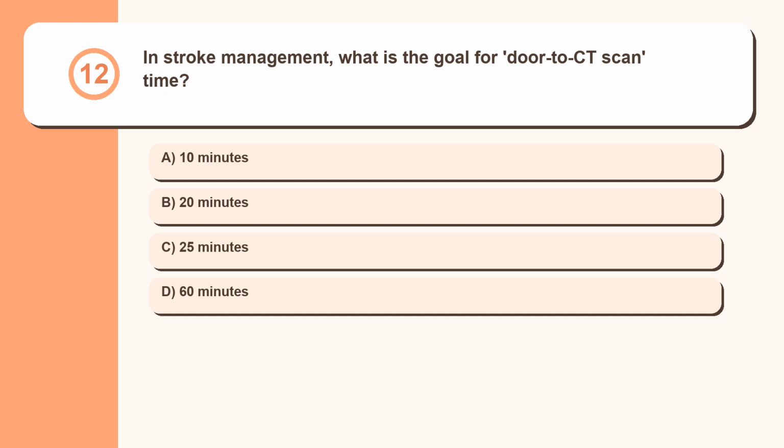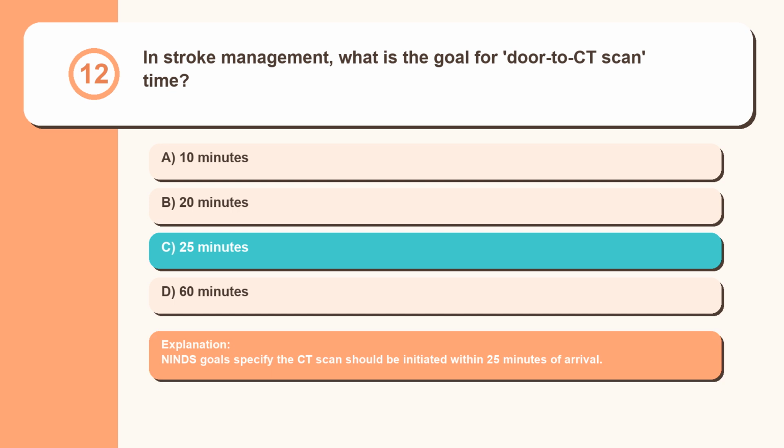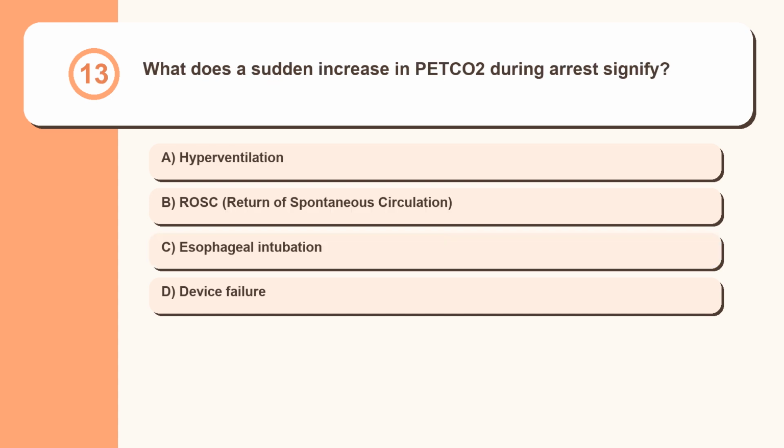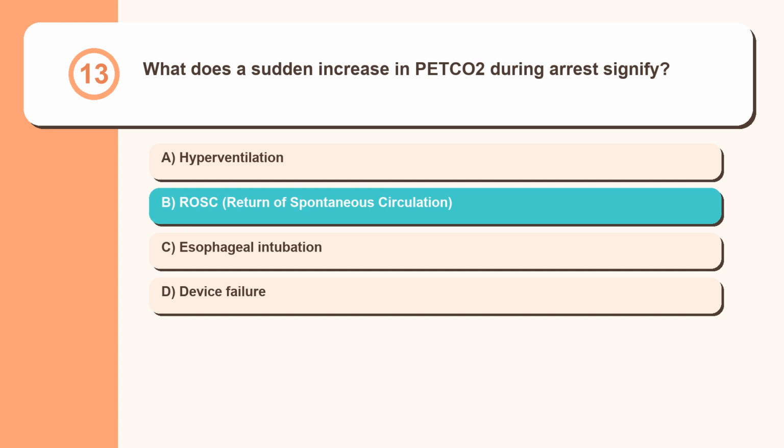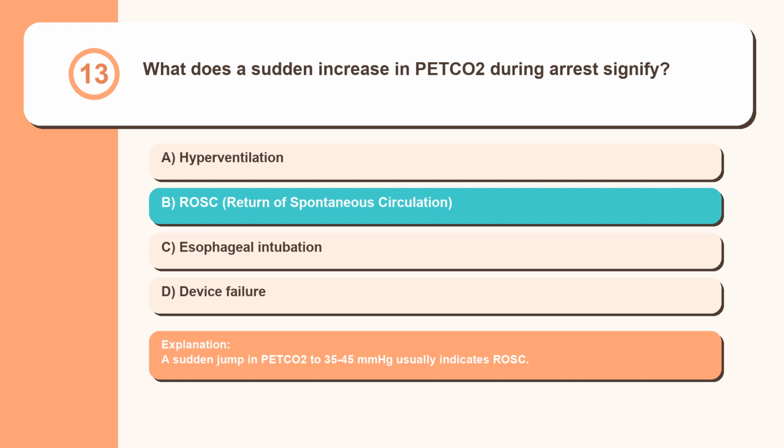Question 12. In stroke management, what is the goal for door to CT scan time? 10 minutes, 20 minutes, 25 minutes, 60 minutes. NINDS goals specify the CT scan should be initiated within 25 minutes of arrival. Question 13. What does a sudden increase in PETCO2 during arrest signify? Hyperventilation, ROSC, return of spontaneous circulation, esophageal intubation, device failure. A sudden jump in PETCO2 to 35 to 45 mmHg usually indicates ROSC.